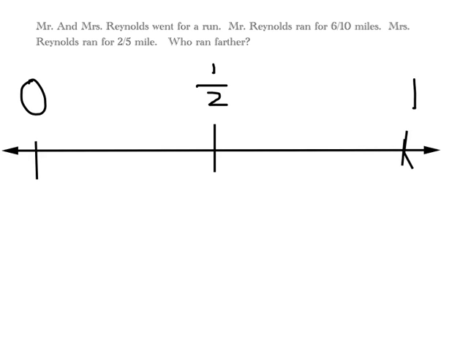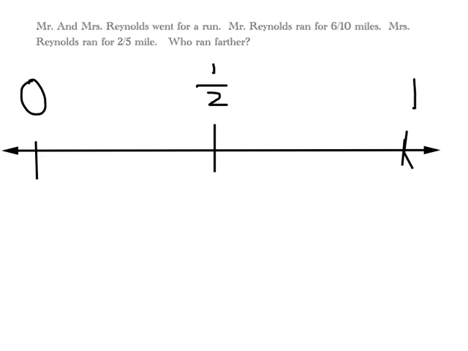All right, fourth graders, we're going to read our application problem for Module 5, Lesson 13. So let's read the problem first. Mr. and Mrs. Reynolds went for a run. Mr. Reynolds ran 6/10 of a mile. Mrs. Reynolds ran 2/5 of a mile. Who ran further?